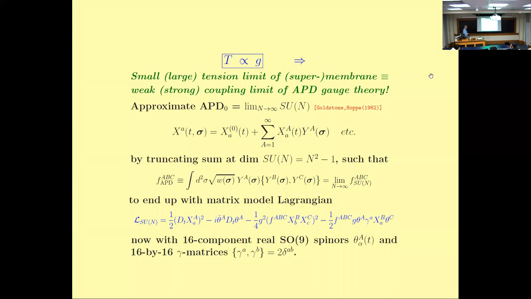Then define the structure constants of this group just in the usual way. So here's the Lie bracket, you project it, and then this defines a finite-dimensional group, whose structure constants are then just the structure constants of the APD.